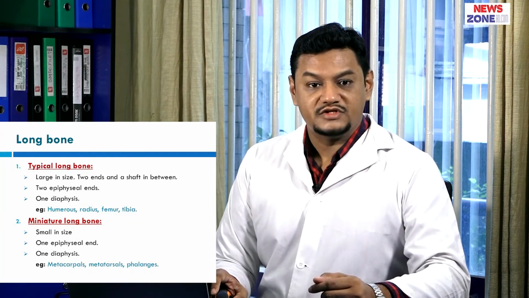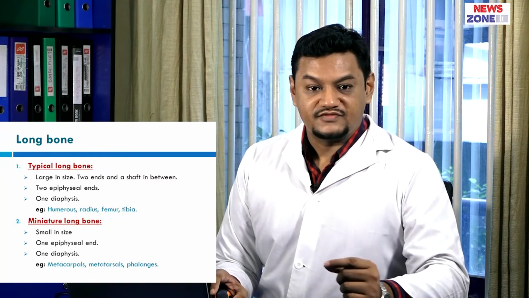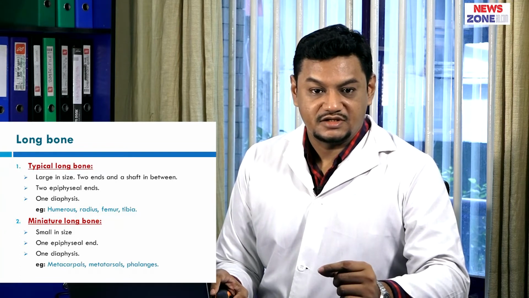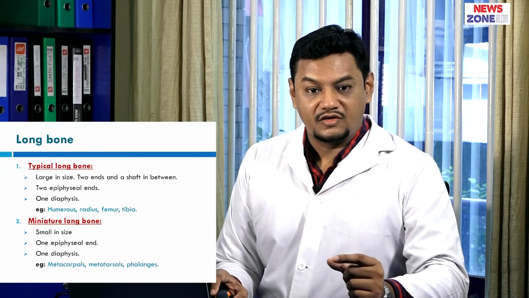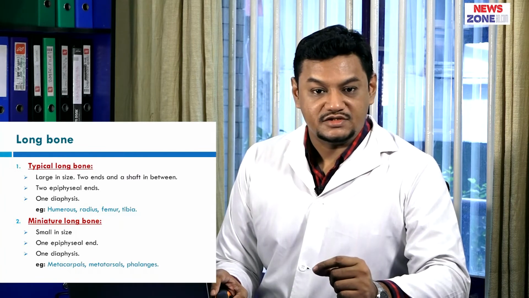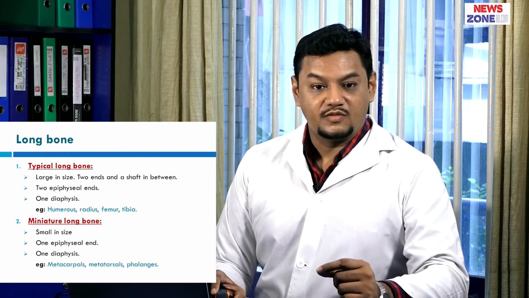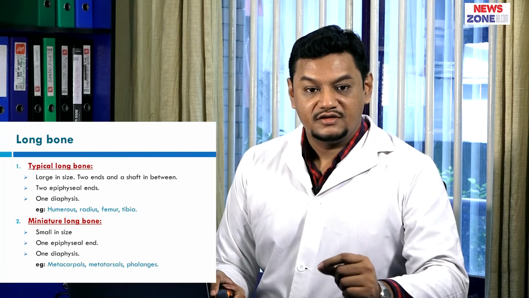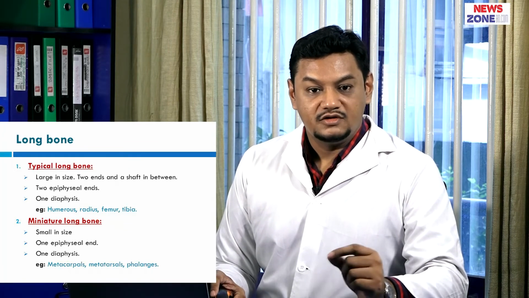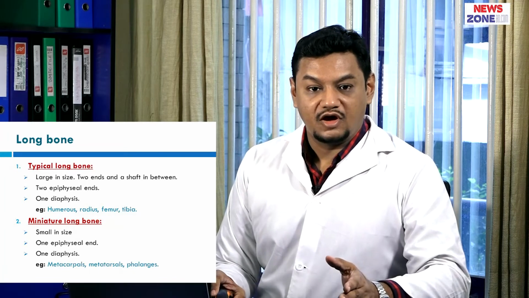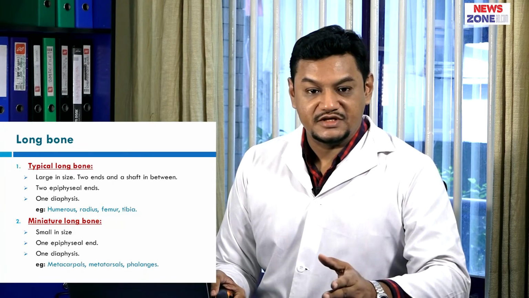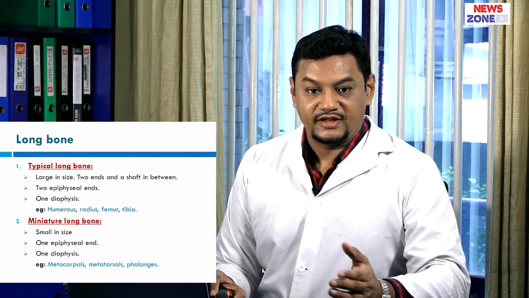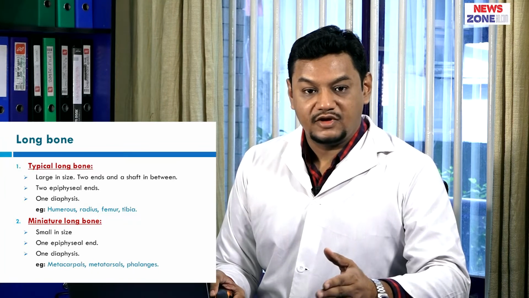Now, another type of bone is called the miniature long bone. This is very interesting. It is called miniature just because it is mini in shape and size. That means it is smaller, but it looks like a long bone. Now, what is the main difference? The main difference is that miniature long bones have 1 epiphysis and 1 diaphysis. They are not like the typical long bones, which have 2 epiphyses. These bones are basically present at the extreme ends of our extremities, like the metacarpal bones, metatarsal bones and the phalanges.